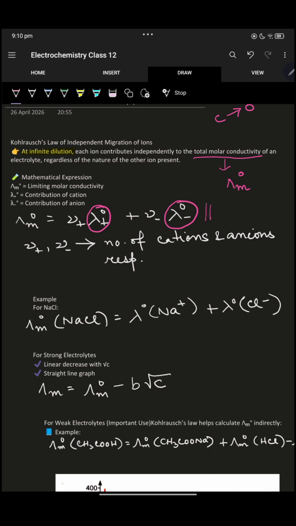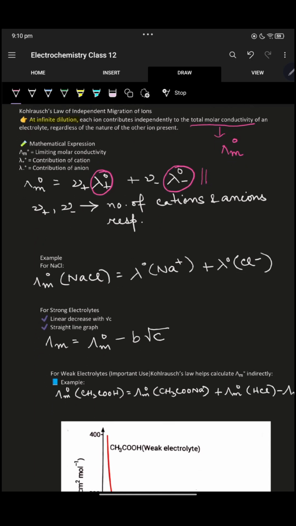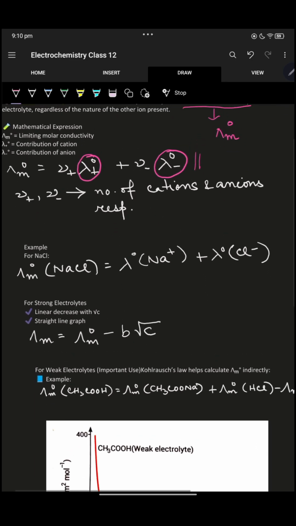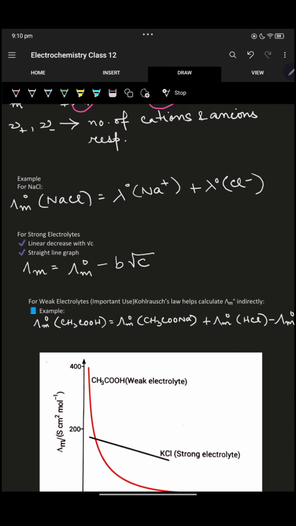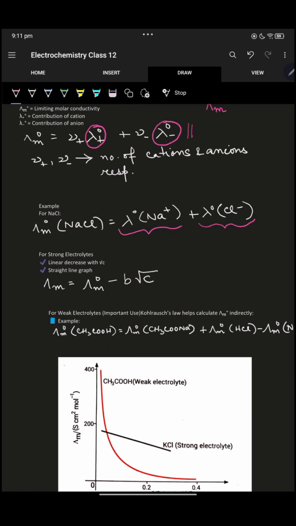so it has the limiting value. And nu plus and nu minus are the total cations and anions formed on dissociation of the electrolyte. For example, if I take NaCl, it is a strong electrolyte and it dissociates completely to Na plus 1 mole, Cl minus 1 mole. So lambda naught of Na plus, the molar conductivity of the cation, plus the molar conductivity of the anion gives the total limiting molar conductivity of NaCl.